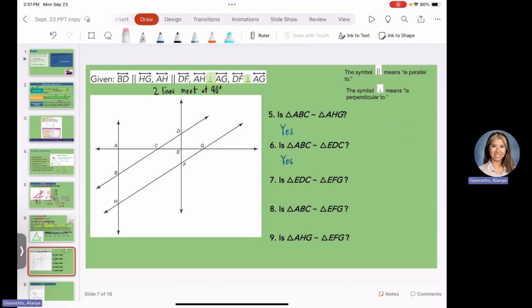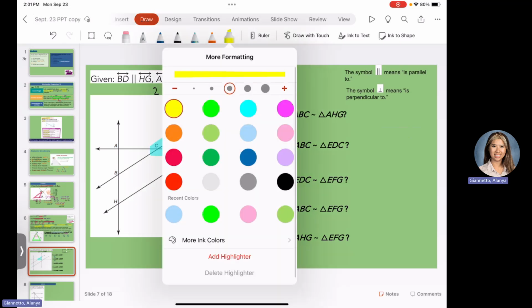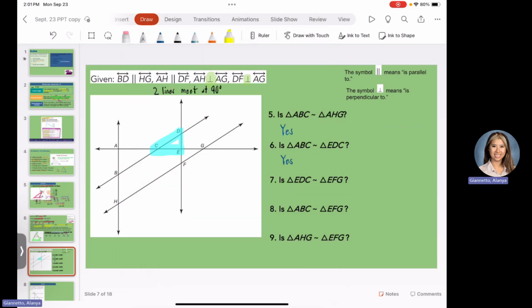Okay, next we have EDC. And then it's being compared to EFG, which is this one right here. So these two triangles definitely could be similar, right? But it also looks like they're more congruent because not only are they the same shape, but they also look to be the same size.